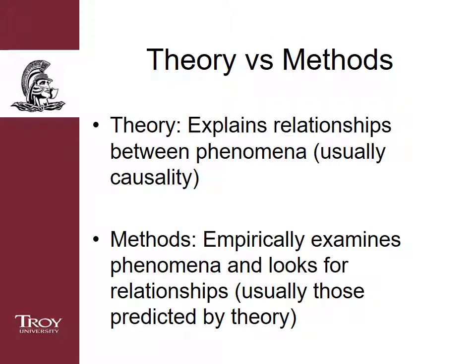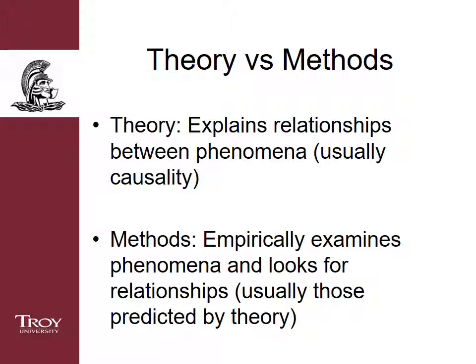Already explained, I had this slide. What's the difference between theory and methods? All right. Theory explains relationships between phenomena, usually in terms of causal relationships, right? It explains how one thing affects another, and it's usually a cause and effect thing. Doesn't always have to be, but that's what you're usually trying to get at, right?